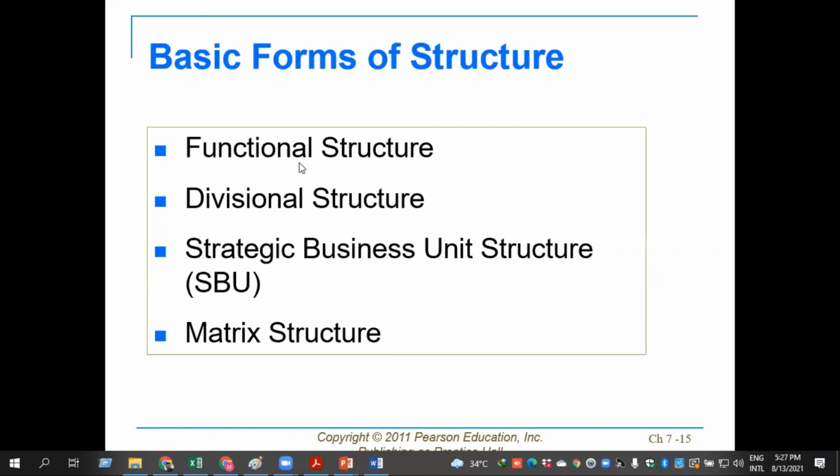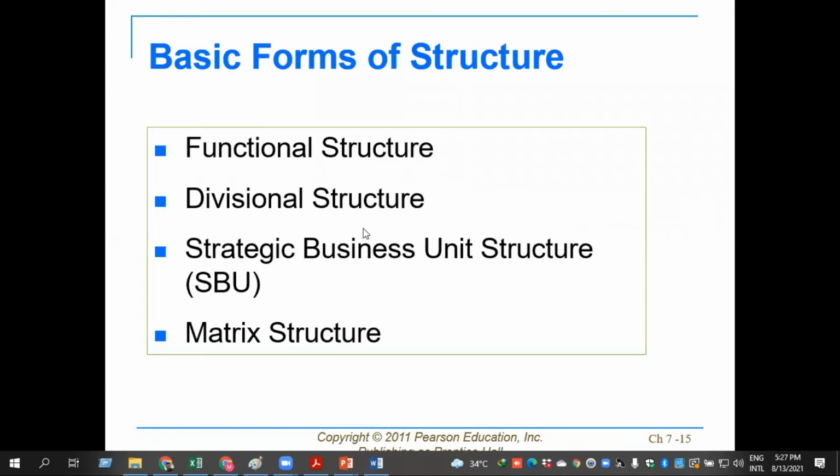Then the basic forms of structure. I think this is a little bit familiar to you, because you have done this in your project integration management. I think there the functional structure, divisional structure, and strategic business unit structure were defined. So I will not go into detail on these forms of structure here, just to have a glance view of all this.